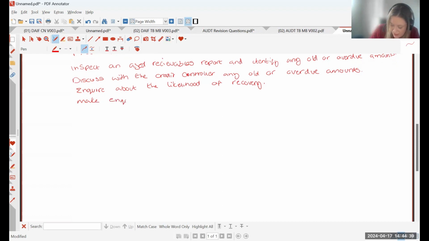So make inquiries of client staff, the rest of the accounts team, the sales team, regarding any unresolved disputes over payments with customers.